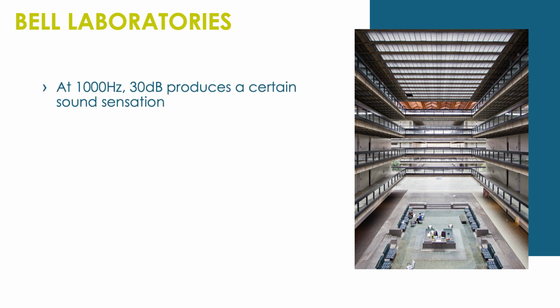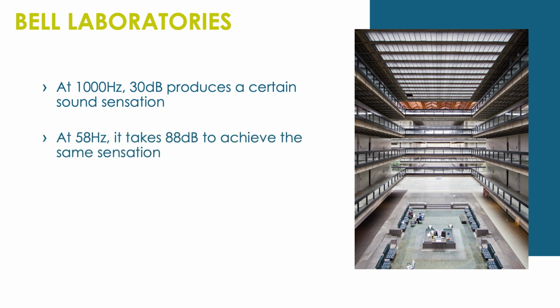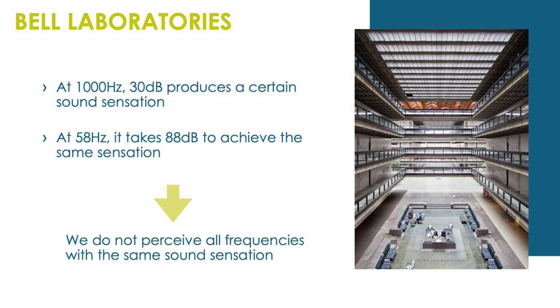In 1933, at Bell Laboratories, they did a very interesting experiment that showed how our perception of sound intensity is correlated to the sensation and varies with frequency. For example, at 1000 Hz, 1 kHz, a 30 dB sound produces a certain sensation. However, at 5/8 Hz, it takes 88 dB in order to create the same sensation. This finding led to the need to standardize the measurement of sound sensation.